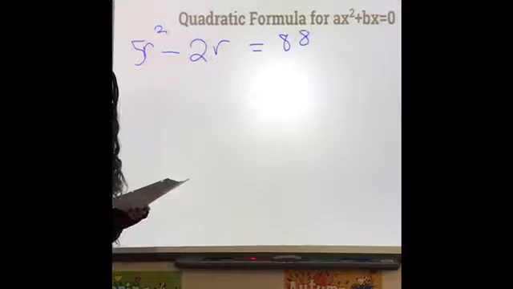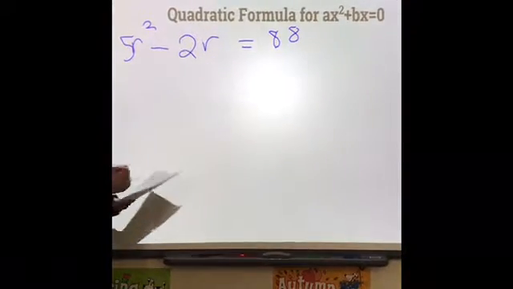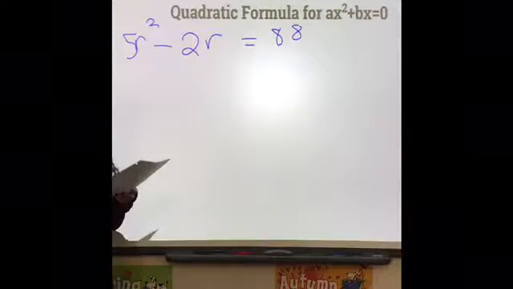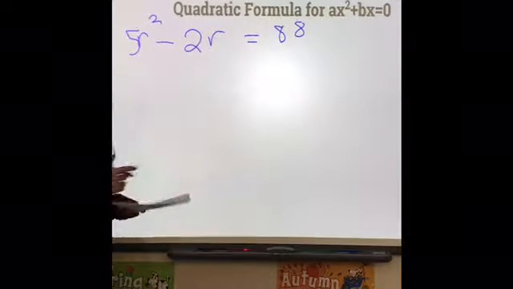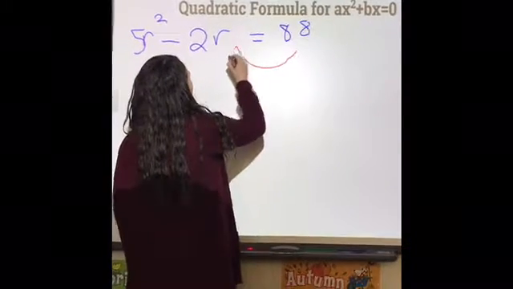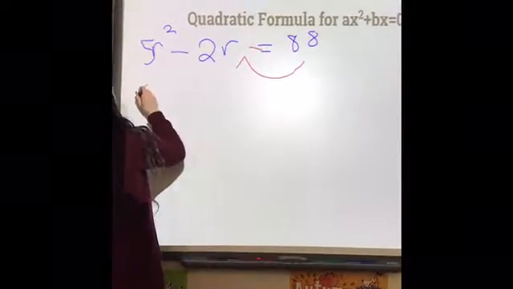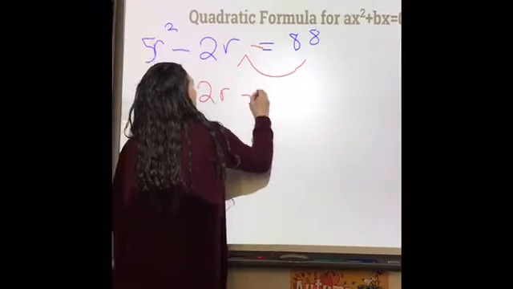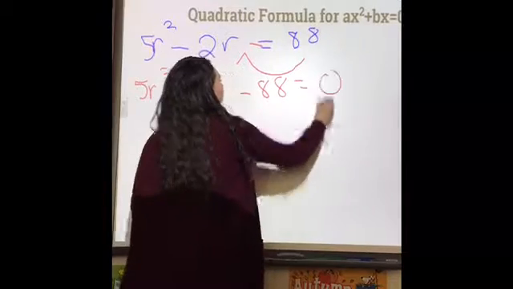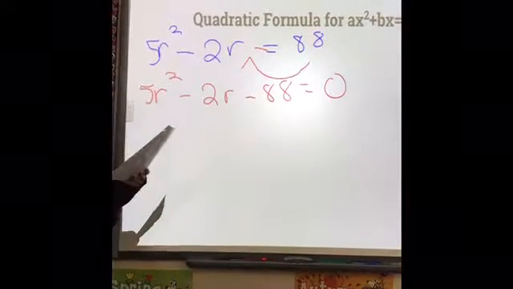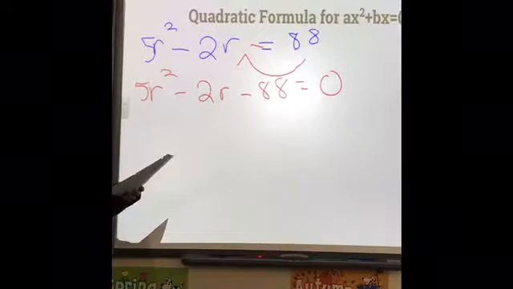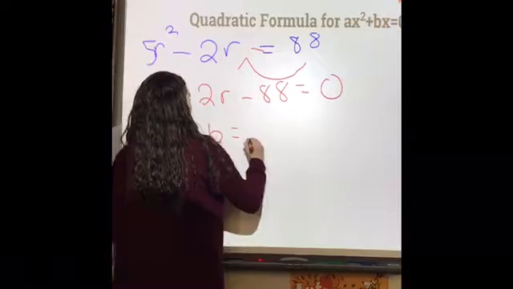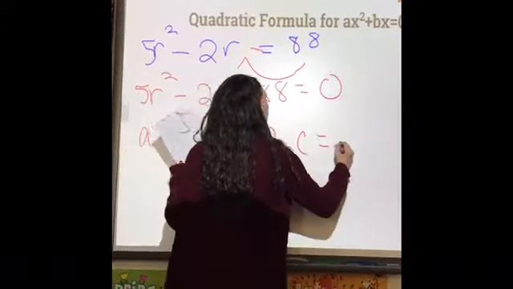Okay, so now we're going to solve the form ax squared plus bx equals 0 using the quadratic formula. So this is our problem, 5r squared minus 2r equals 88. And then we're going to move this 88 to this side. So then it's going to become 5r squared minus 2r minus 88 equals 0. Okay, so then once you have that, we're going to get our a, b, and c values. So a equals 5, b equals negative 2, and c equals negative 88.